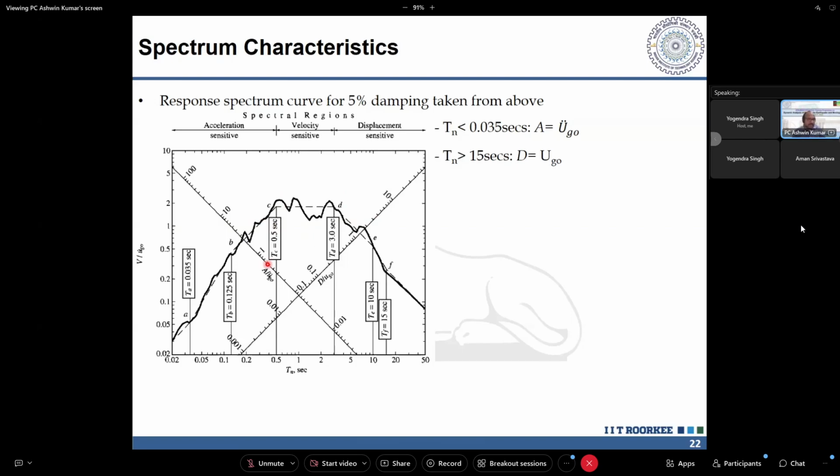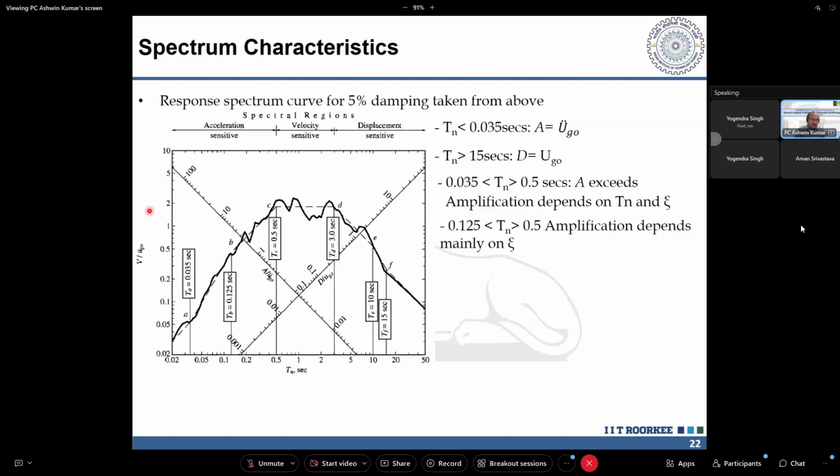So we have certain regions which are earmarked. We have talked about less than 0.035, we have talked about greater than 15 seconds, and we have talked about a region between 0.0535 to 5 seconds. But what researchers or analysts have seen is that in the region of 0.035 or 0.125 to 5 seconds, the amplification in the acceleration corresponding to the ground acceleration depends only upon the damping ratio, whereas in this particular region, A to B, it depends upon time period as well as damping ratio. From here, the acceleration amplification depends only on the damping ratio.